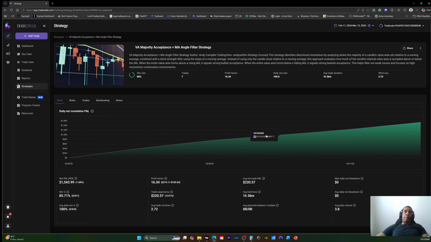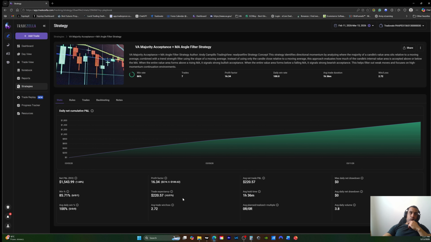On this one, I have an 86% win rate with this strategy. Only 7 trades so far, right? Profit factor 1634, 100% win rate, and I'm still customizing the indicator, the settings a little bit, but it's all based on the same concepts. Okay.